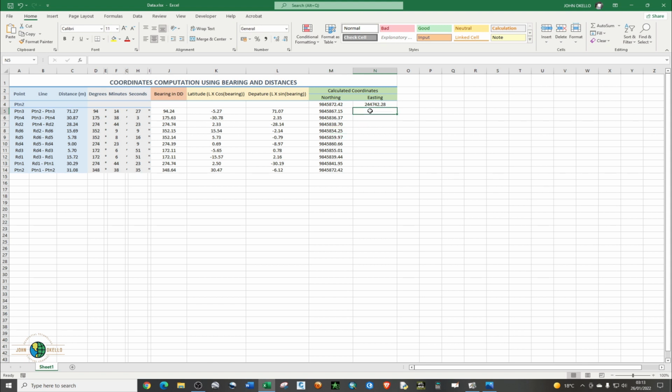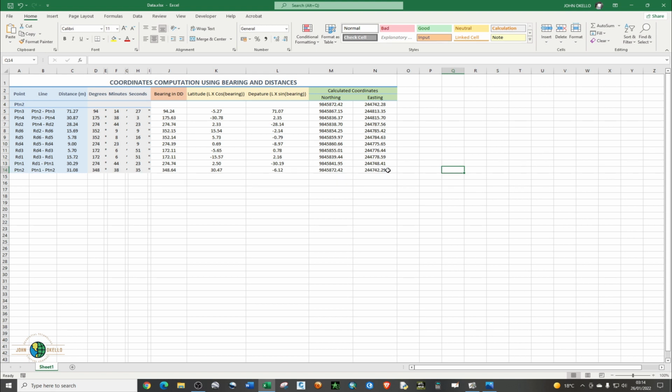You're going to repeat the same process for easting. So just write easting equals our known easting plus the departure. Then click enter. Then you can just double click, or you can just drag. Now we have all our coordinates.